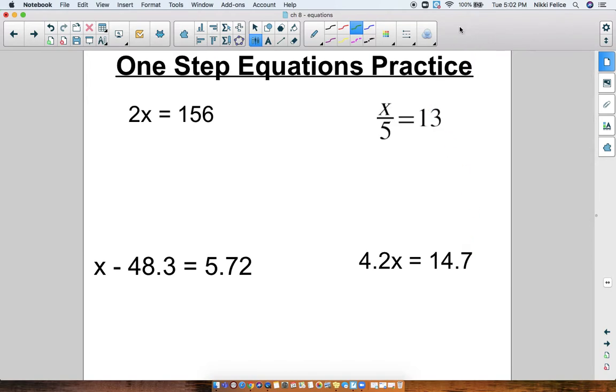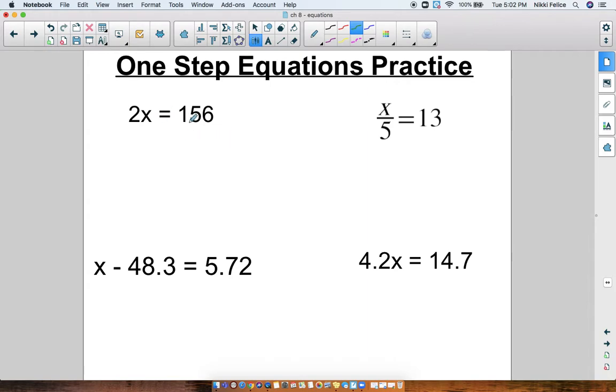So let's do a little bit of practice with one-step equations. What I want you to do right now is pause the video, copy down these 4 problems, and try them on your own. When you're ready, hit play so that you can check your answers.